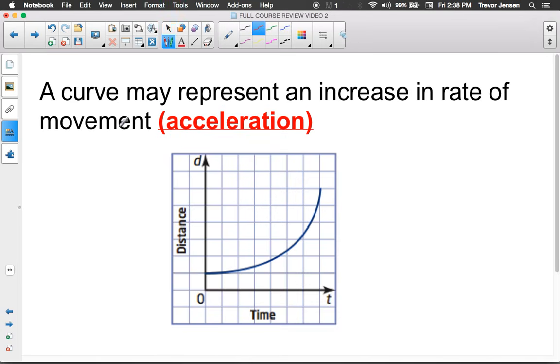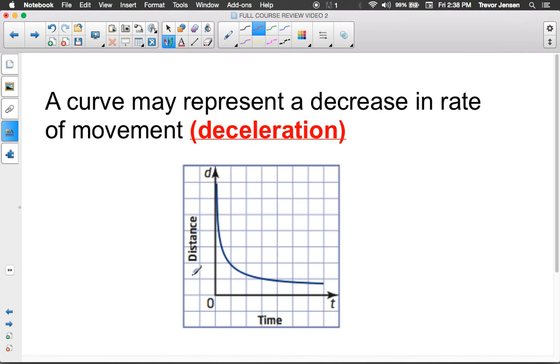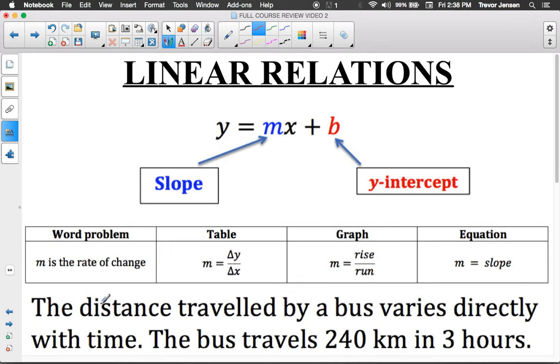And in distance time graphs, be careful to look for curves. If you have a curved line, you have either an acceleration or a deceleration. You have an acceleration if the line starts off not very steep, but then gets steeper and steeper and steeper. That means their rate of movement is increasing, so that'd be an acceleration. If we have a line that starts off very steep and then gets less steep and less steep as we move from left to right, that represents a deceleration. So be careful of that when we're doing distance time graphs.